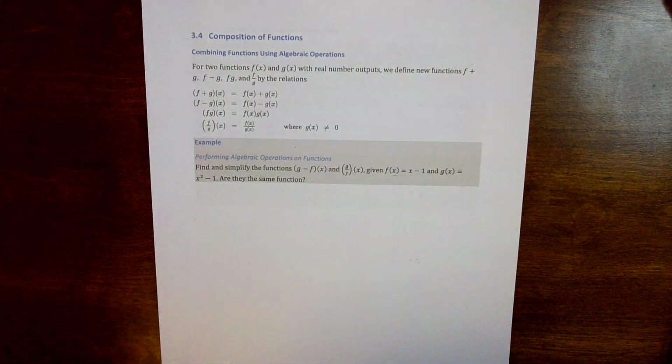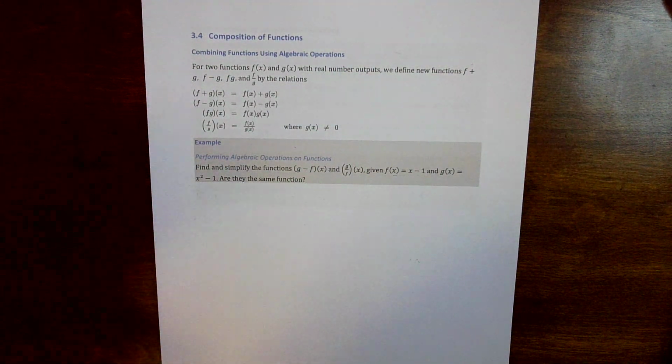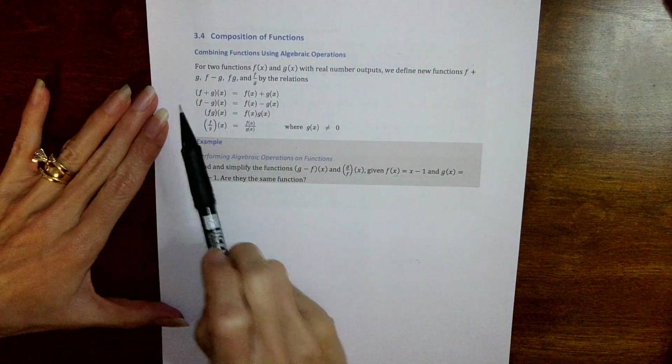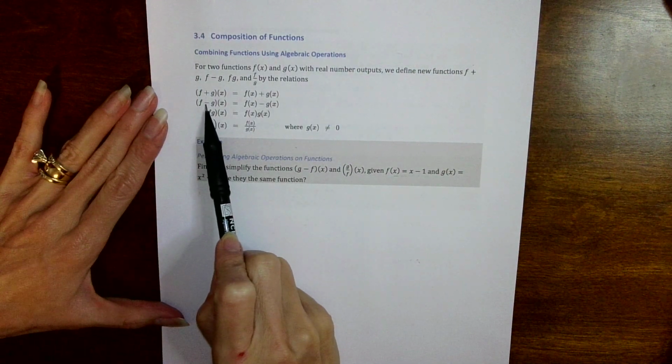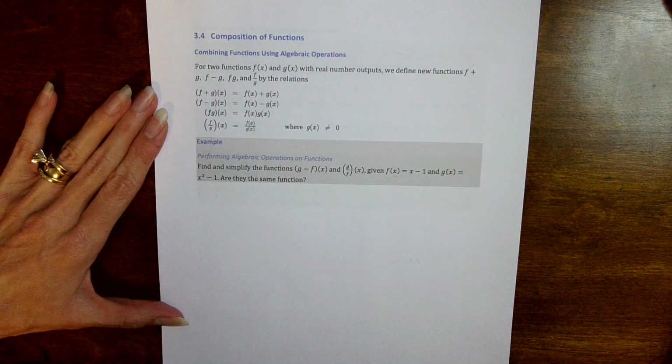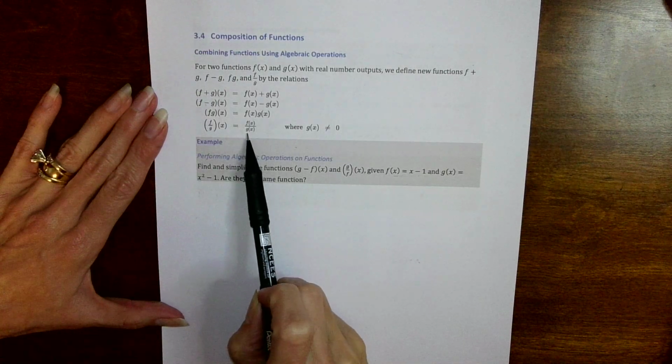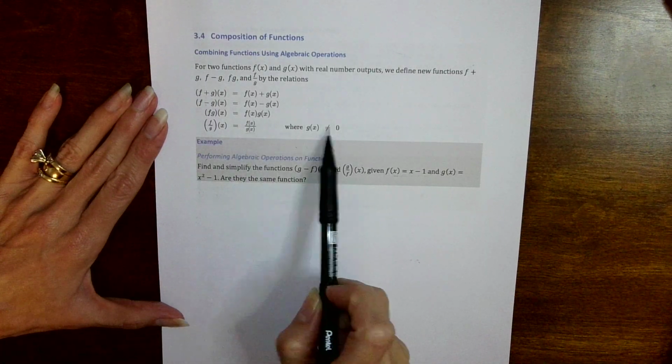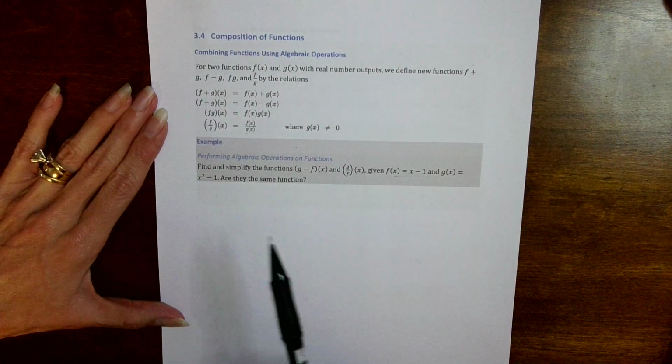Alright, we are going to talk about things that we can do with functions today. So this says that we can add, subtract, multiply, and divide them. We just have to make sure that when we divide them, the bottom can't ever equal 0.